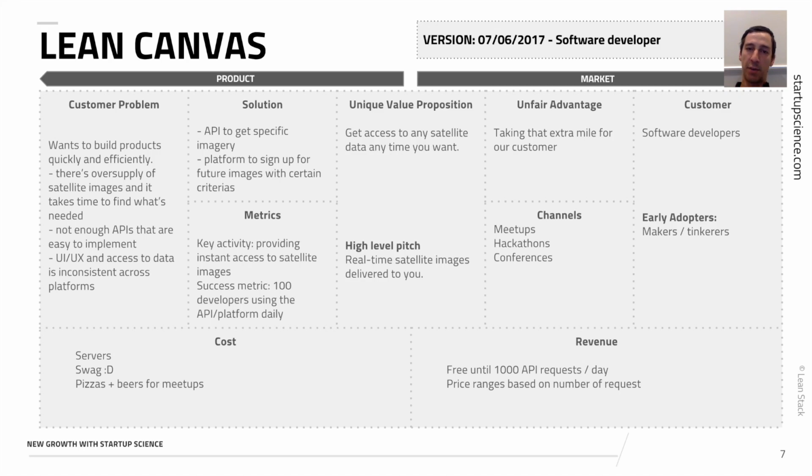Our key activity is providing instant access to satellite images. And the success metric is 100 developers using our API every day. For these customers, the costs are mostly just server costs, or maybe our employee costs, development costs. And if we organize meetups or hackathons, we would have to provide some merchandise, pizza, beers for meetups.